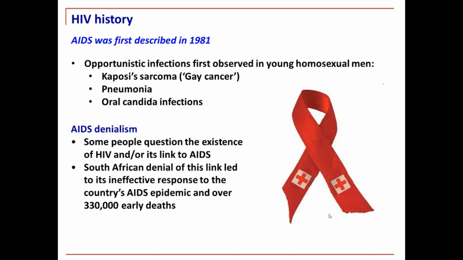Now, there was also AIDS denialism. So many people even now question the existence of HIV and even its links to AIDS. And for a long time, in particular in South Africa, where HIV and AIDS is most prominent in the world, this denial of the link between the two led to an ineffective response to the country's AIDS epidemic and over 330,000 early deaths.